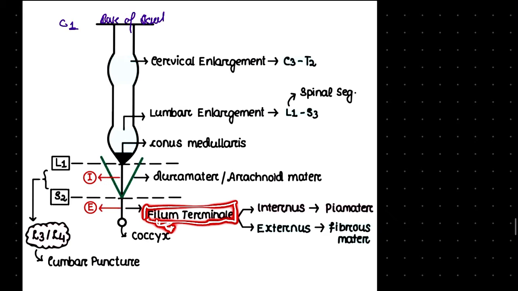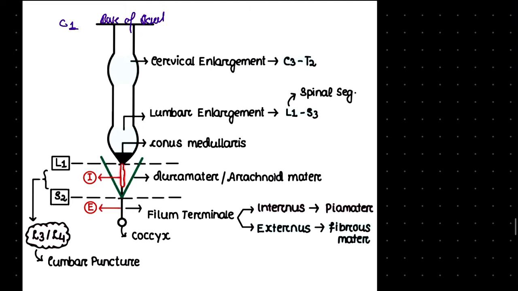And this filum terminale is what? This is the extension of pia mater. Let's not say just the extension of pia mater, because this filum terminale is divided into two parts. One is the structure above our S2 level. Above this S2 level, it is called the filum terminale internum. You can see filum terminale internum, right? And below this we call what? We call this the filum terminale externum.